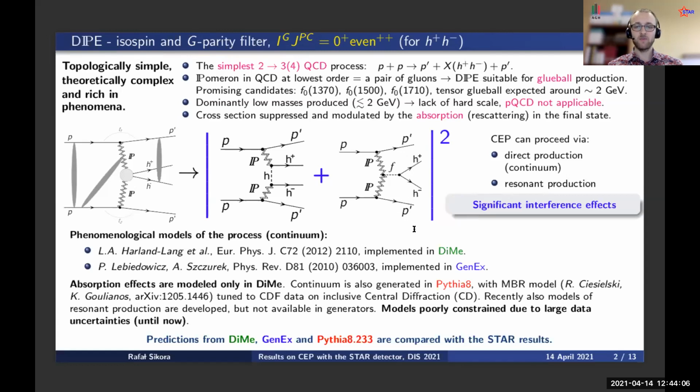And at the time when we prepared the paper, there were three phenomenological models on the market describing the process. The first one from the Durham group implemented in the DIME generator, the second from the Krakow group implemented in GenEx, and also the MBR model in Pythia 8 that was tuned to inclusive central diffraction data from CDF. Generally, the parameters of those models are poorly constrained, and that's why our data seems to be important to better constrain the free parameters. And those models, by definition, are not able to describe our data because these are models of continuum. Our data has everything, so also resonances, but we decided to compare it just for completeness and for further reference.